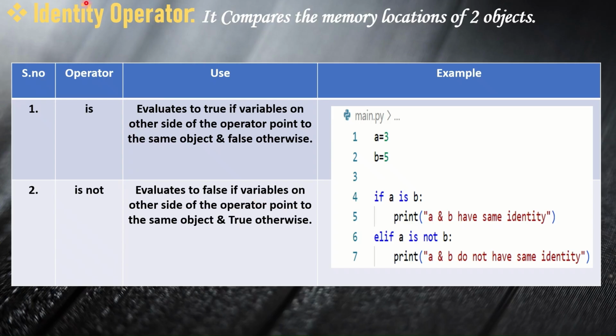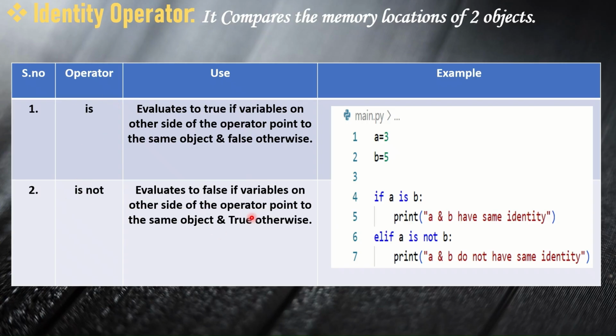Next one, we have the identity operators. From the name itself, we can understand that this operator checks for the identity of the values. It compares the memory locations of two objects with the help of the IDs assigned to those variables. In this identity operator category, we have two operators: the is operator and the is not operator. The is operator evaluates to true if the variables on either side of the operator point to the same object, otherwise false. If the identities of both values are the same or point to the same location, then it returns true, otherwise false.